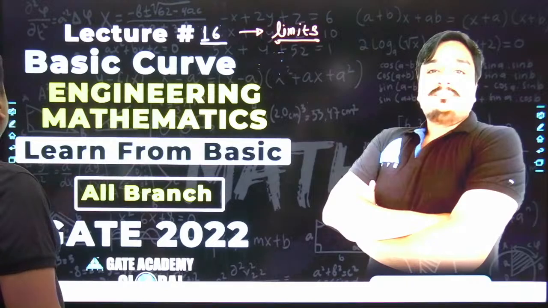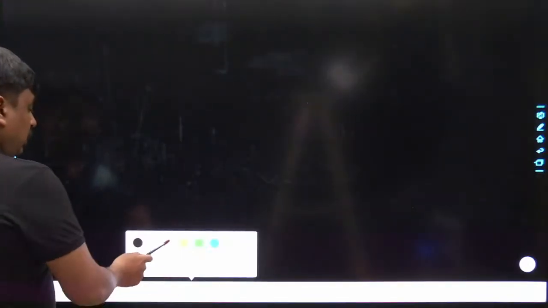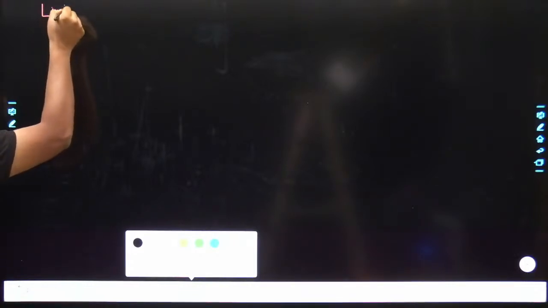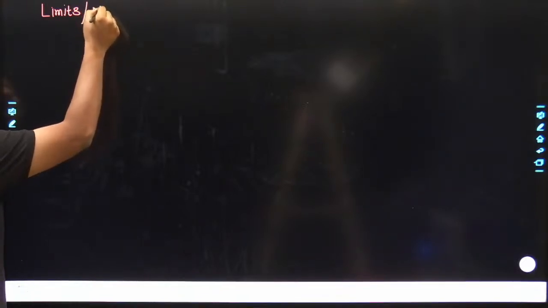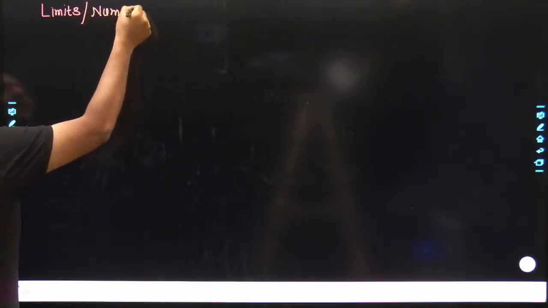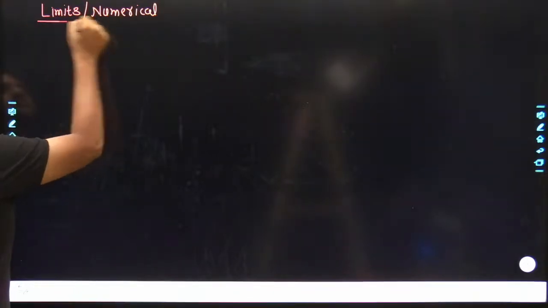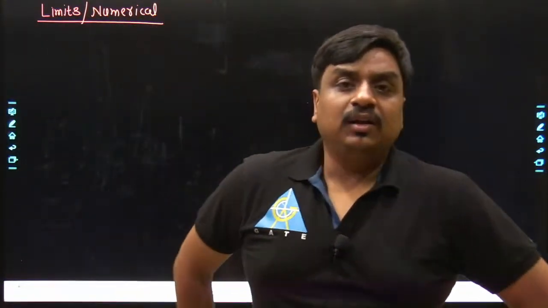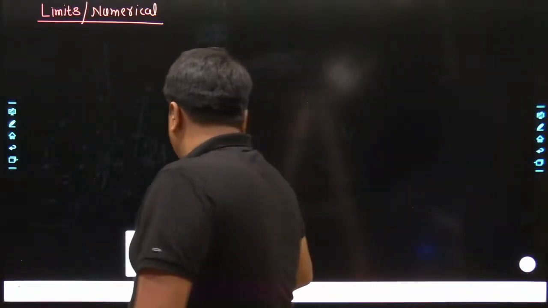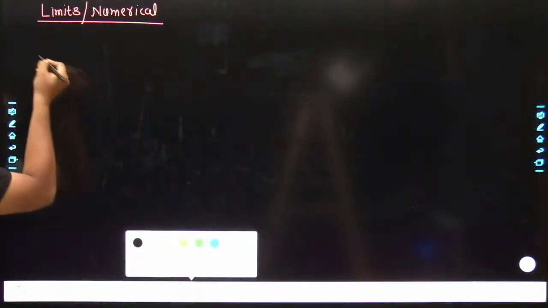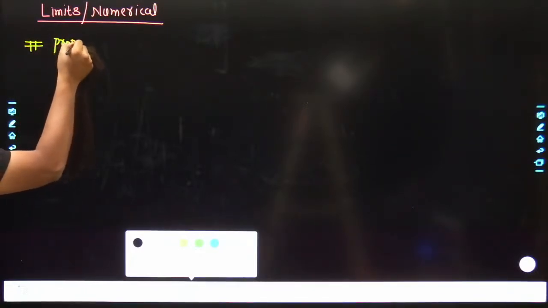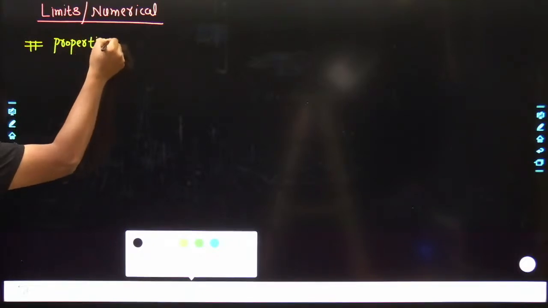So let me straight away go back to the working board, and here we are going to learn the concepts of limits by a few practical or numerical problems. Anyways, before hopping straight into the numerical aspects of limits, let me focus on the important properties which are followed by limits.